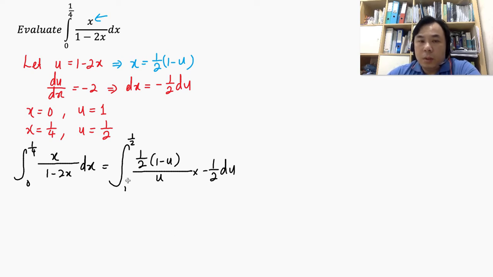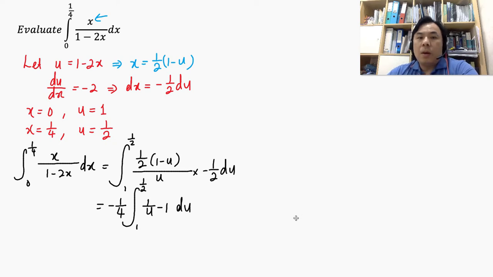And then by a bit of cleaning up, we should have this one here. We have 1 over u minus 1 du here, from 1 to half. Now in this case we can simplify the u, because u is not equal to 0 within this lower boundary and upper boundary. So we are cool with this. Now from here, I'm going to continue over this side so that you can see how it looks.